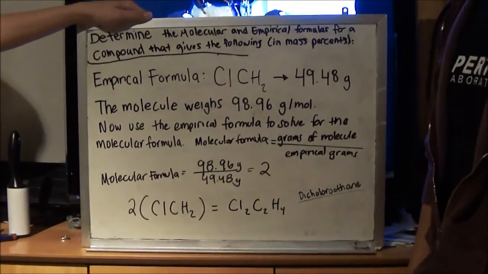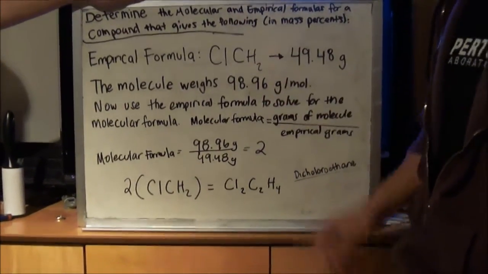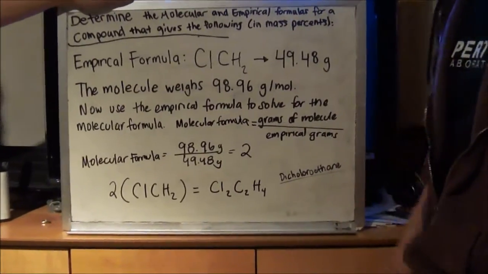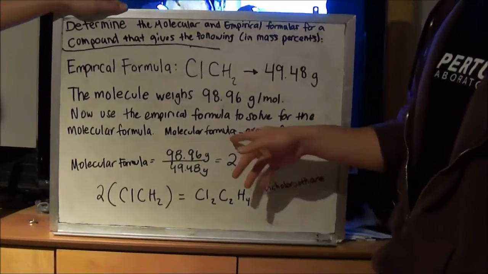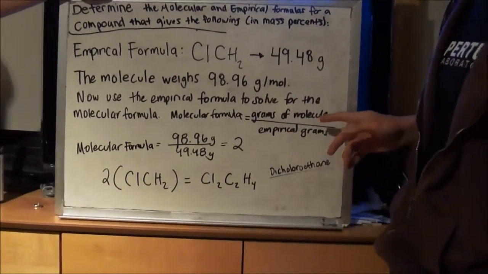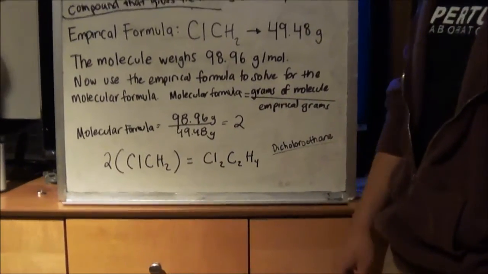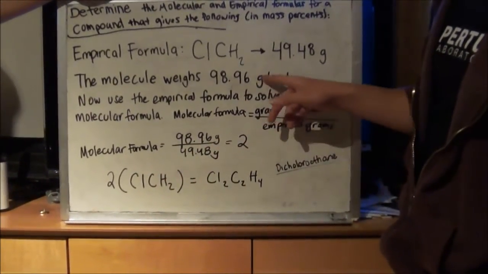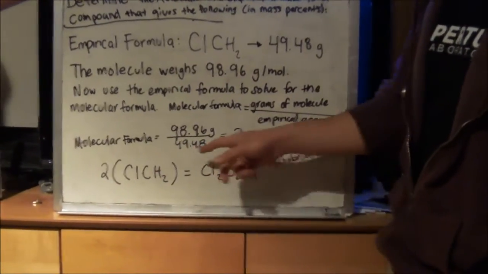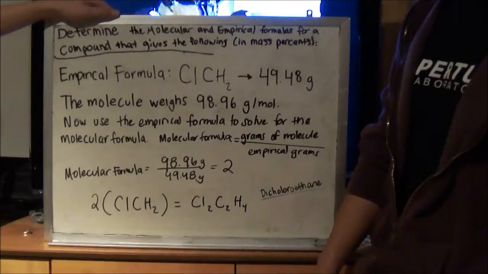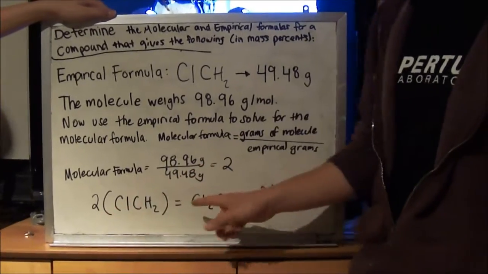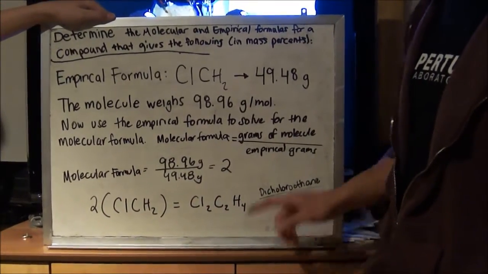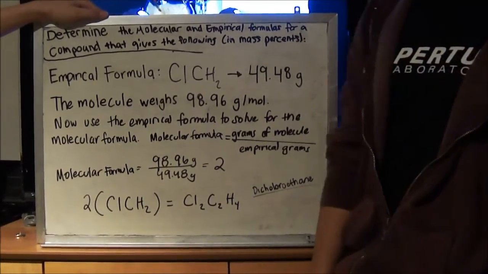We found earlier that the empirical formula was ClCH2, which comes out to 49.48 grams. So the molecule weighs 98.96 grams per mole. So now use the empirical formula to solve for the molecular formula. And remember, the molecular formula is equal to grams of molecule divided by empirical grams. So we plug in the 98.96 and divide it by the 49.48 that we solved for the empirical formula, and we get 2. So then we multiply the entire empirical formula by 2, and we get Cl2C2H4, which is also known as dichloroethane.